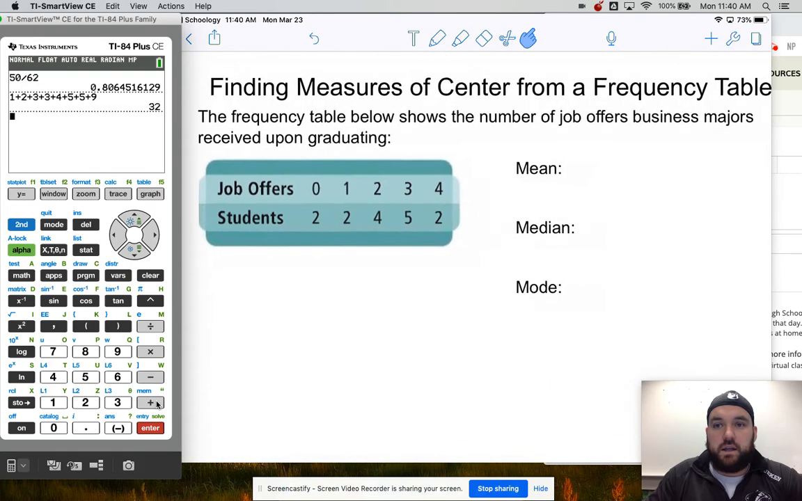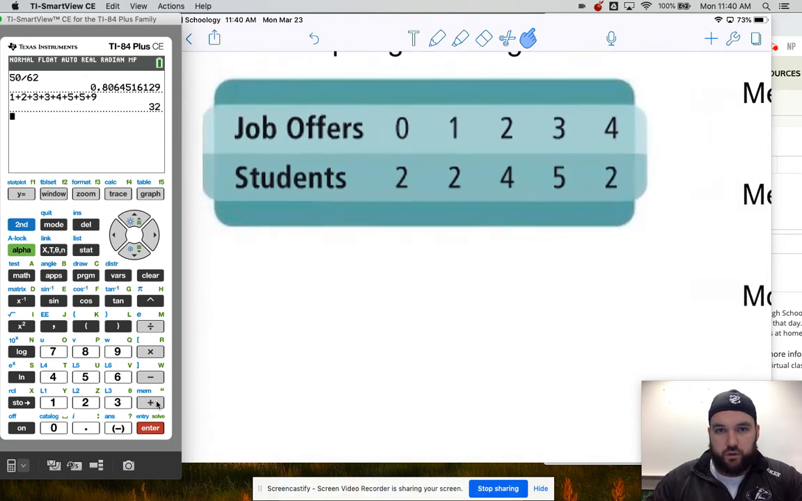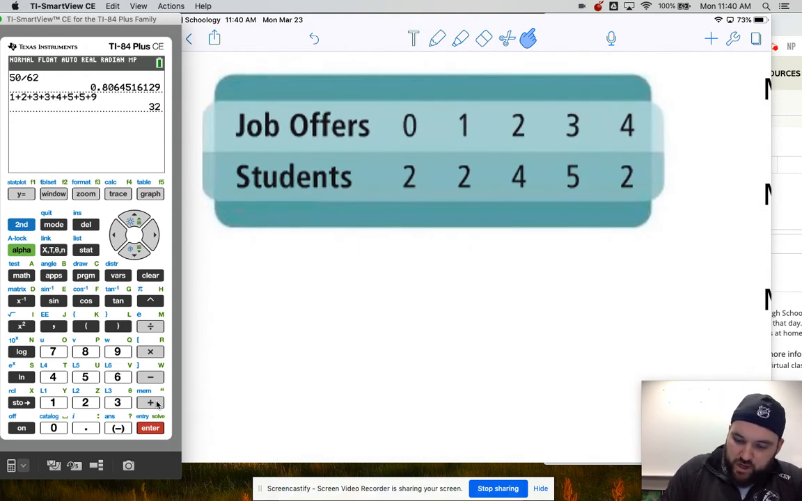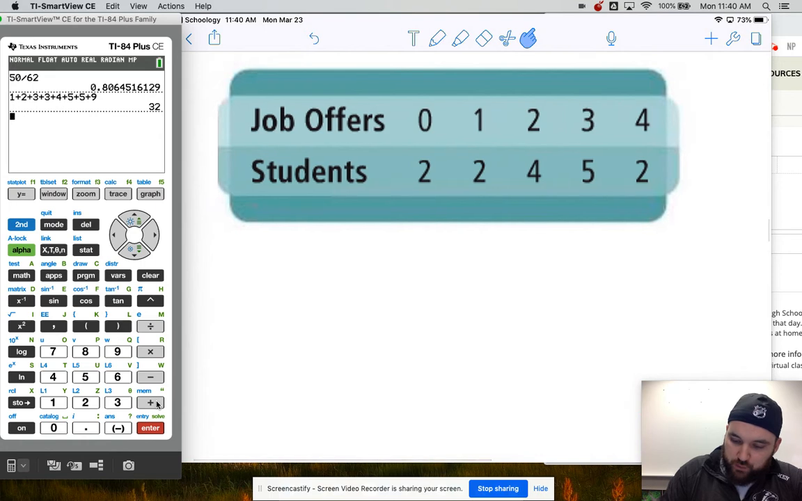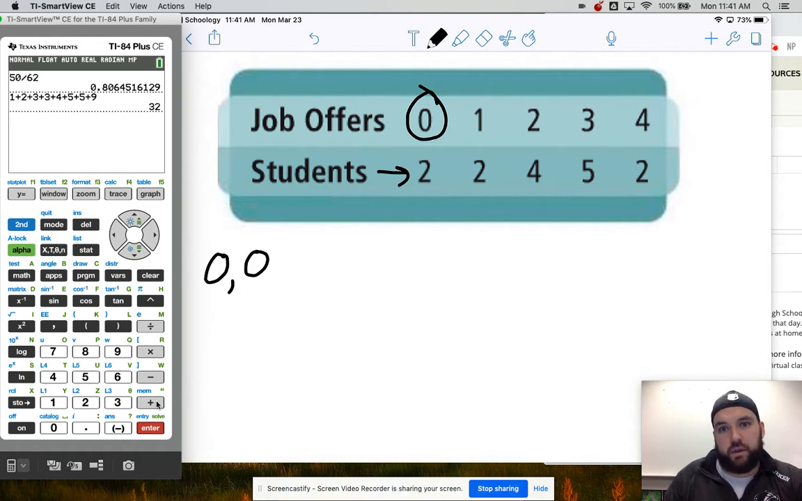Now here, we're going to do the same thing, but from what's called a frequency table. And what's different about this is there's 2 lists of numbers here. It shows the number of job offers business majors received upon graduating. So this says 0 job offers and 2 students had that. The bottom row is the number of people or the number of times that this number is used. So if I wanted to, I could do this. And those are the 2 people that had 0.